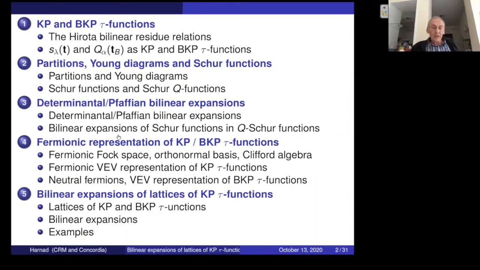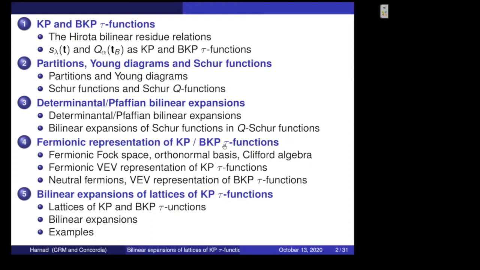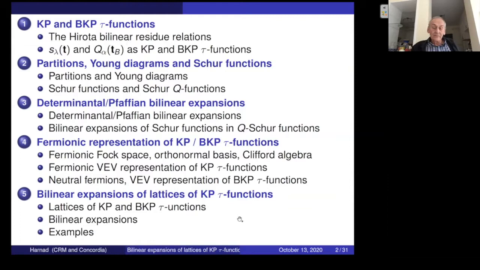Okay, so then I will go to the main tool to represent all of these things, the KP and the BKP tau functions, as vacuum expectation values in a fermionic Fock space of a product of operators, which is very simple and which is really the essence of what Sato discovered when he related KP tau functions to Grassmannians. The fermionic Fock space is, of course, an infinite exterior space, and that is the space in which you embed the universal Grassmannian. So I'll give the fermionic representations of these things, and then finally I'll get to the main punchline of the talk.